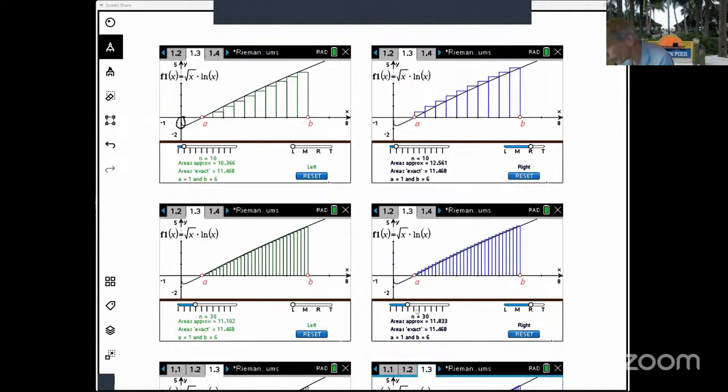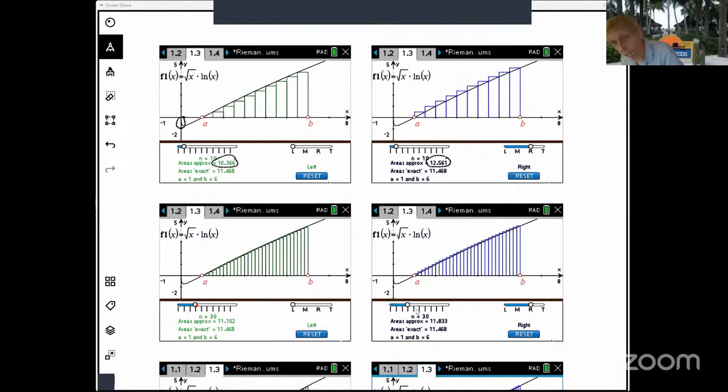All right, so I used this TNS file in order to determine these Riemann sums. In the top row, I think I have n equal 10, with the left Riemann sum on the left and the right Riemann sum on the right. I don't know if you can see that, 10.366 and 12.561. I had already input the function, but I had changed the values of A and B. And then what I had to do was to manipulate this value of n down here.